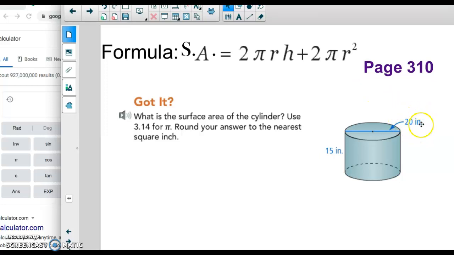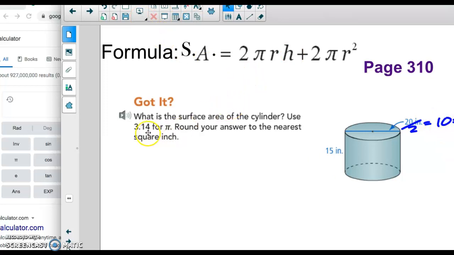We're given the diameter, but good thing for us is that if we just cut this diameter in half, we get the radius. So the first thing you're going to want to do is divide this 20 by 2 and get 10 for the radius. So everywhere we see r, we're going to be writing the number 10.